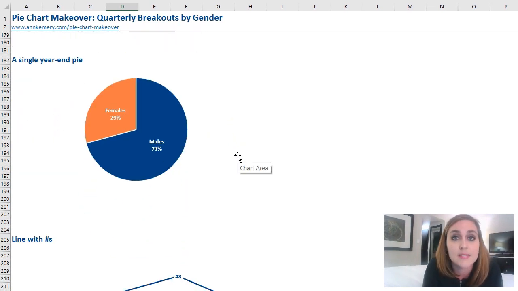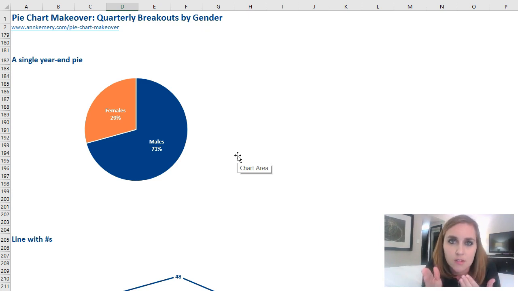You could display a single year-end pie. Pie charts are tricky because some people out there are really anti-pie. I'm not anti-pie. Pies have their place, and you know what? One of their places is gender breakouts. Nominal variable, you can arrange these categories in any which way that you want. There's only one pie at a time. There's only just a few slices.